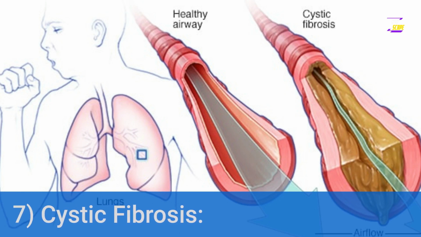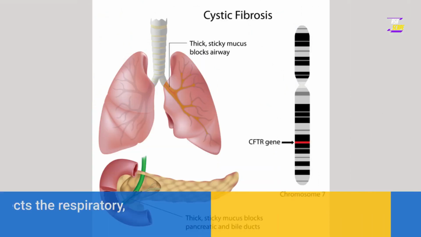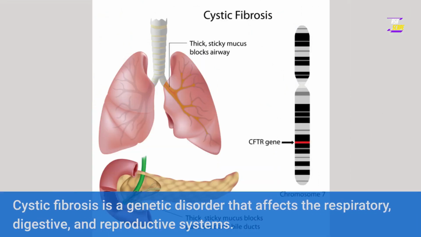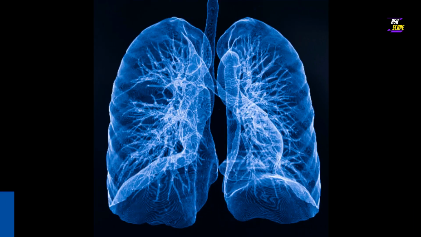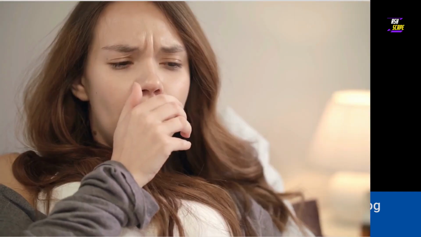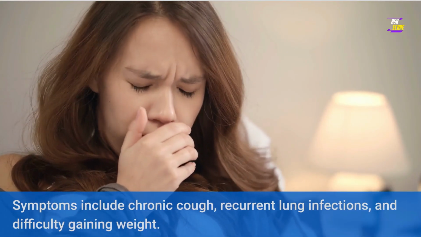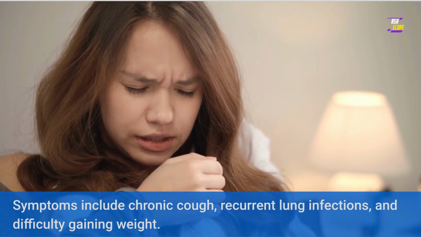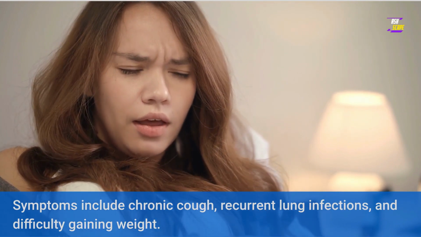7. Cystic fibrosis. Cystic fibrosis is a genetic disorder that affects the respiratory, digestive, and reproductive systems. It leads to the production of thick, sticky mucus that can clog airways. Symptoms include chronic cough, recurrent lung infections, and difficulty gaining weight.